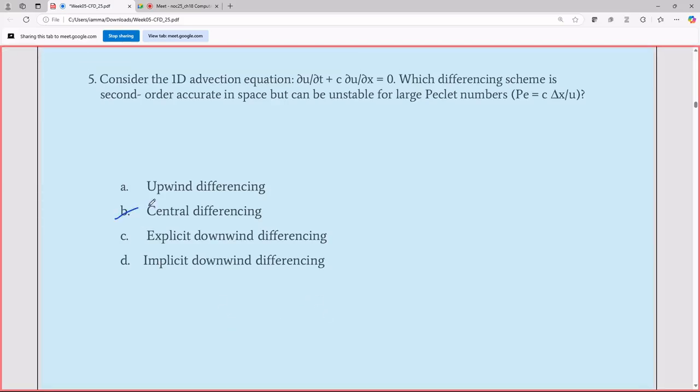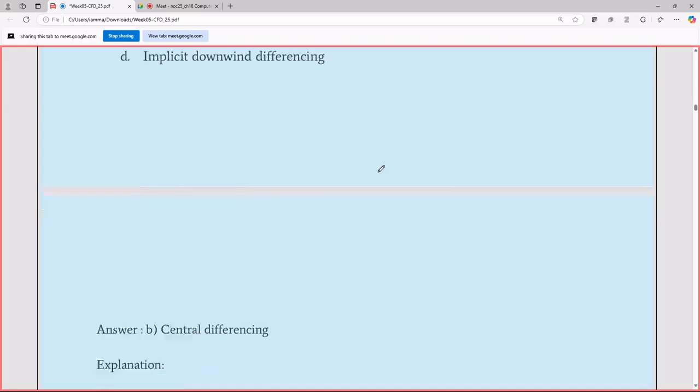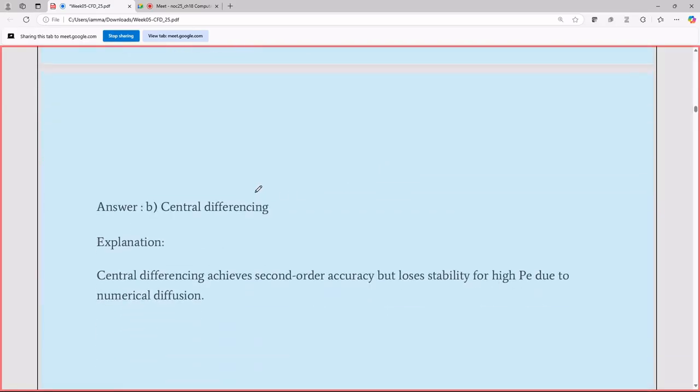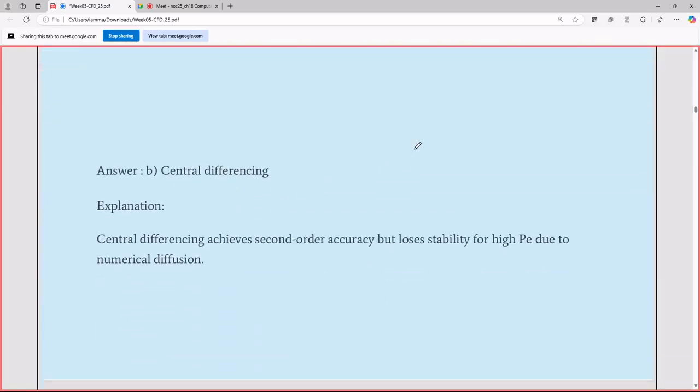So our answer is option B. From this itself, we can judge second order accurate. The simple scheme that will come to your mind for second order accurate is central differencing scheme. But central differencing scheme can create high oscillations, or it can become unstable for high Peclet numbers. This is because of a process called numerical diffusion or artificial viscosity.